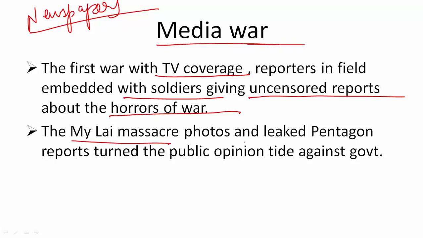Now these My Lai Massacre photos changed the public opinion. Also, there was a Pentagon report which was leaked, and this Pentagon report clearly said that yes, we have been lying to the public, we are not going to win this war very easily, it will take a long time and many people will die to win this war. So this was the truth, but the government was hiding it from people, and when the Pentagon reports were leaked, they were published in many newspapers. So all these things turned the public opinion against the government. This was the first time that the US public was against their own government in a war.